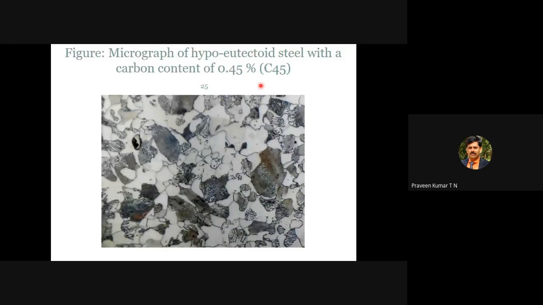Then hypoeutectoid steel: if the percentage of carbon is less than the eutectoid composition of 0.8, then we can see here, whenever there is a change in composition, the complete microstructure changes. Whether it is 0.8% or 1.5% of carbon in the steel, by external appearance almost all steel looks the same. But only from the internal microstructure can we distinguish the percentage of carbon.